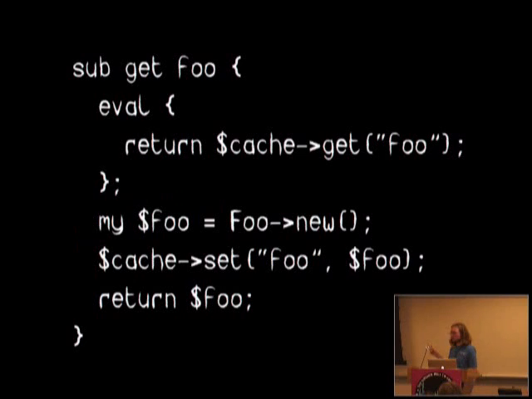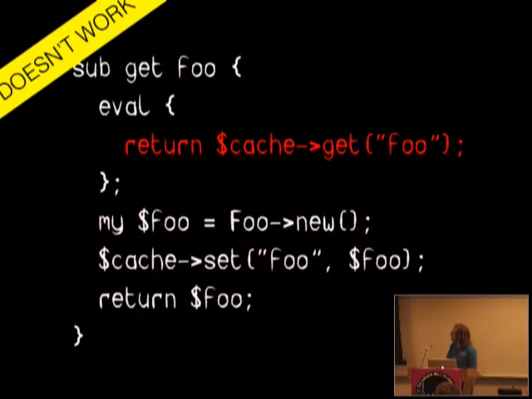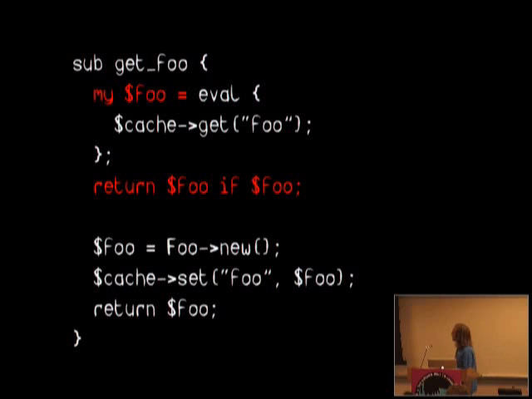Where does that return from? It returns from the eval statement. So this code here, it always gets run. So this just doesn't work. The return here can't get out of the subroutine. So, we can rewrap it like this, where my foo equals the return value from the eval and return foo if there is a foo, and lo and behold, if foo was 0, that's not going to work, but you get the gist of what is going on.